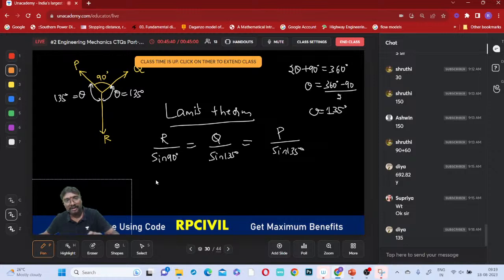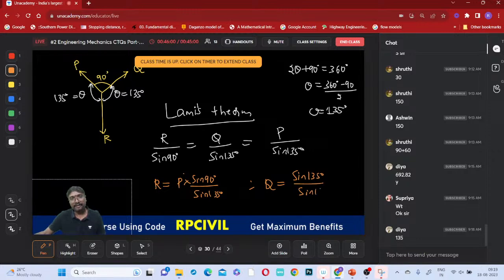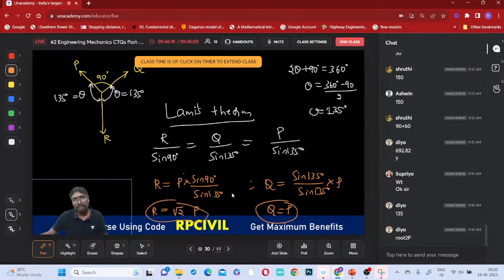Now tell me what R comes to be. R is equal to P into sine 90 by sine 135. Then Q will be equal to sine 135 divided by sine 135 into P, so Q will be equal to P. What will R be equal to? It comes to be root 2 P, because sine 135 is nothing but sine 45, which is 1 by root 2. That root 2 will go to the numerator. Sine 90 is 1. So root 2 P.